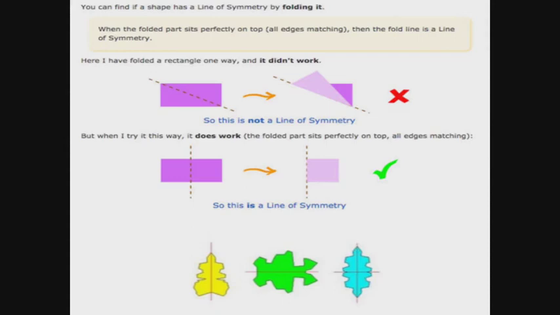The same goes with these irregular shapes below. You can see that the yellow shape has a vertical line of symmetry, while the green shape has a horizontal line of symmetry. The blue shape has both horizontal and vertical lines of symmetry.